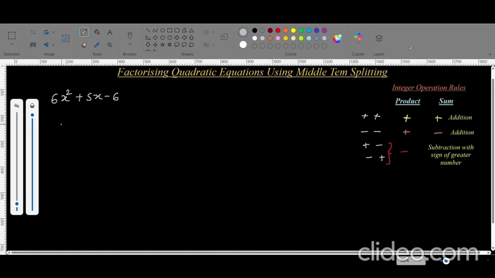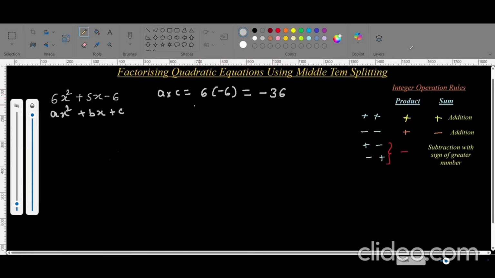To factorize the quadratic using the middle term splitting method, we must multiply the a, the coefficient of x squared, and the c, that is the constant. So we get the product of the terms, as here in this example. We find the product of a and c as 6 into negative 6. The product is negative 36.